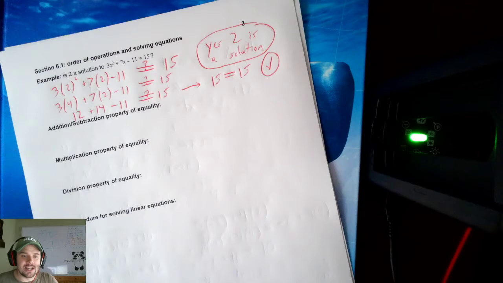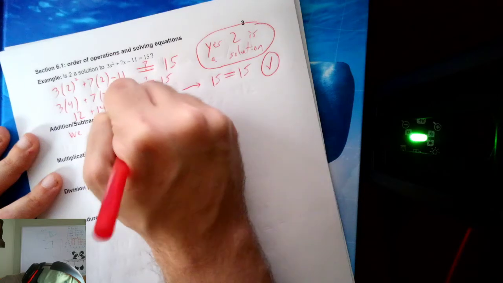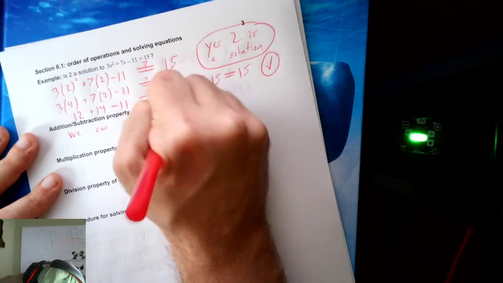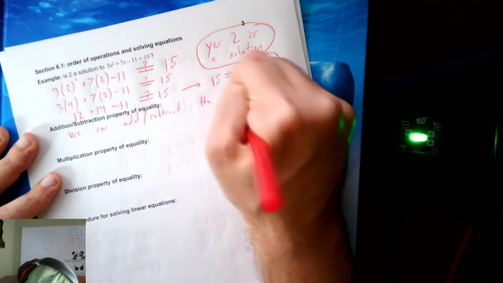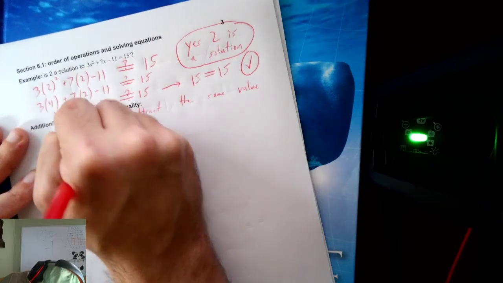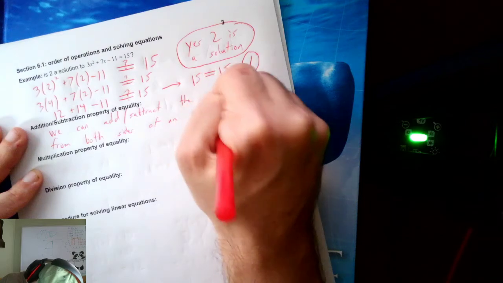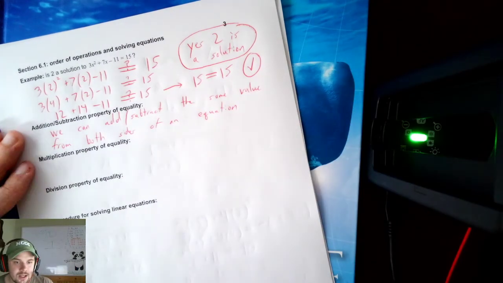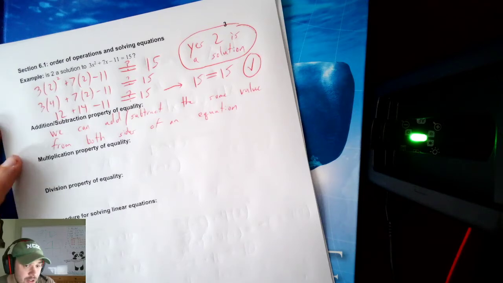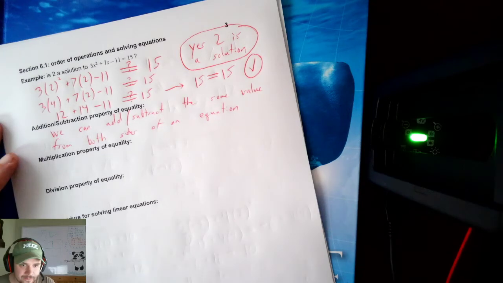So let's take a look at addition and subtraction properties of equality. What are these properties? This says we can add or subtract the same value from both sides of an equation. We can add or subtract the same value from both sides of an equation. That's the addition and subtraction property of equality.